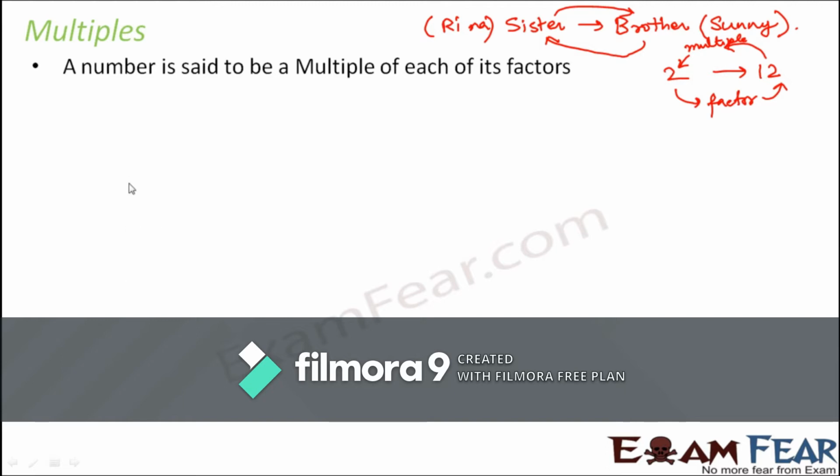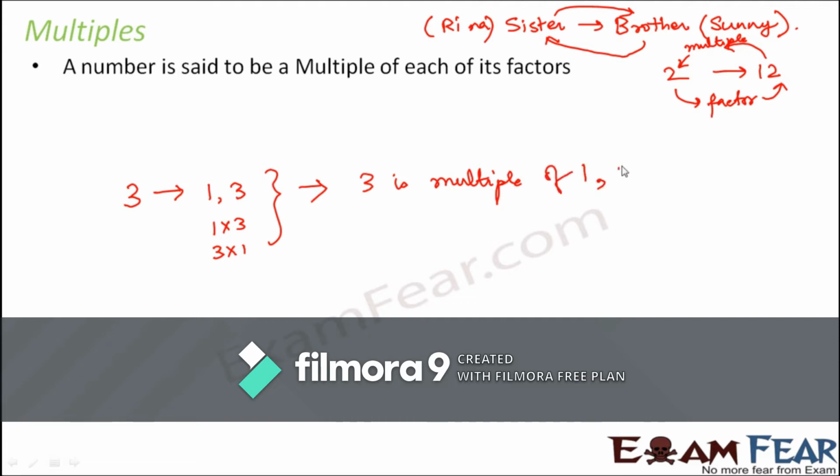Now we had seen in the previous slide that for number 3, we have 2 factors, 1 and 3. Why? Because 3 can be written as 1 into 3. It can also be written as 3 into 1. So what does this mean? This means that 3 is a multiple of 1. 3 is also a multiple of 3.